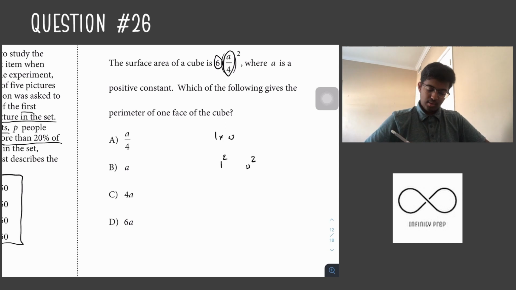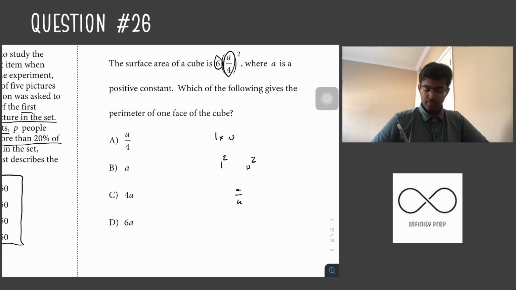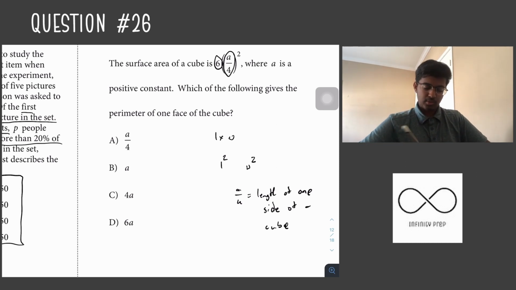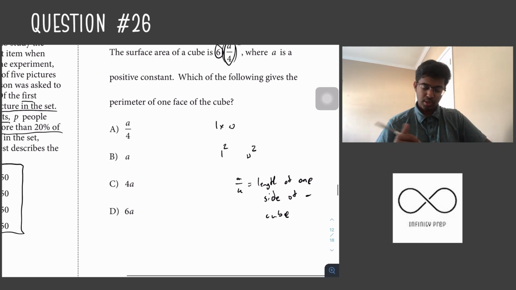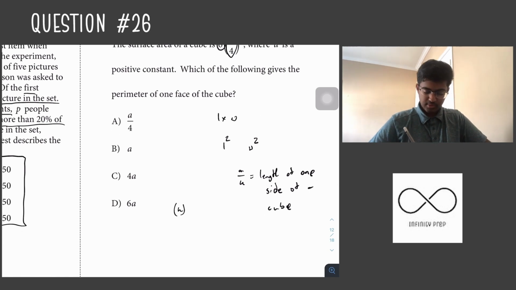The point of this is that a over 4 is equal to the length of one side of a cube. So to find the perimeter of one face, it's adding up all the sides, and there are 4 sides to a square, so 4 times a over 4 gives us our perimeter. The 4's cancel out, and the perimeter becomes a, which is answer choice B.